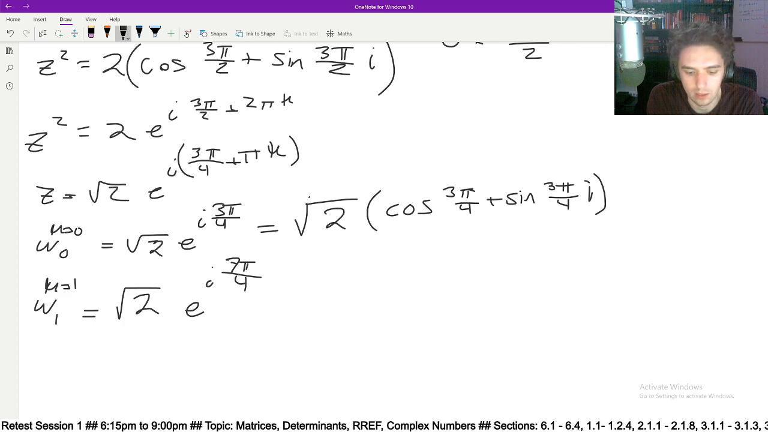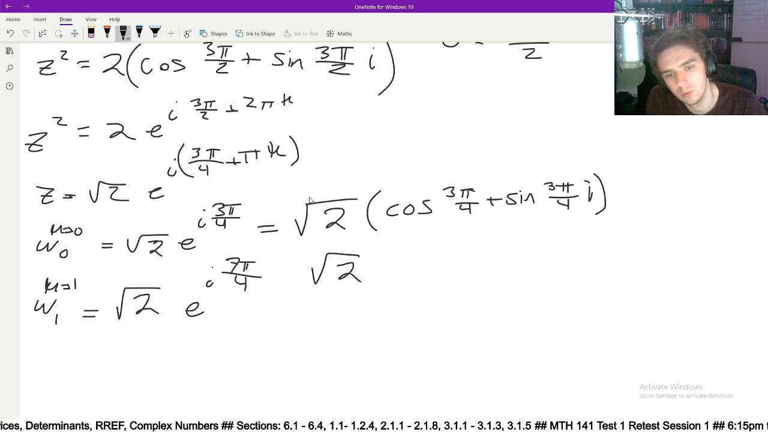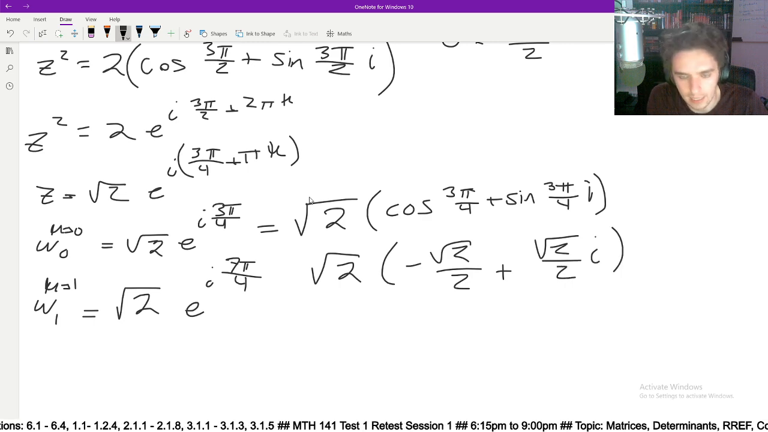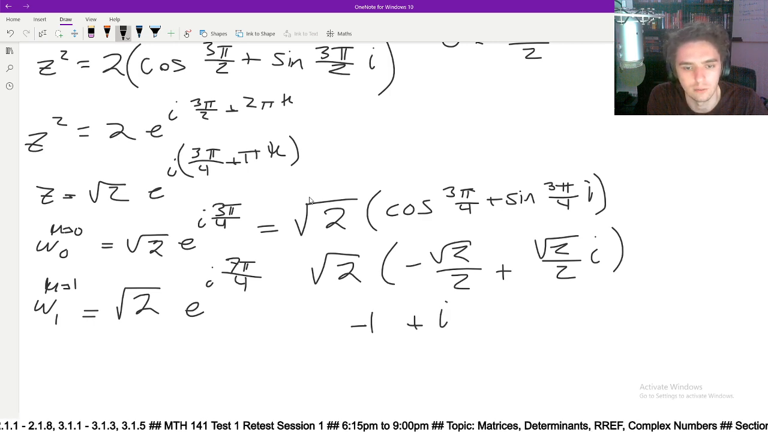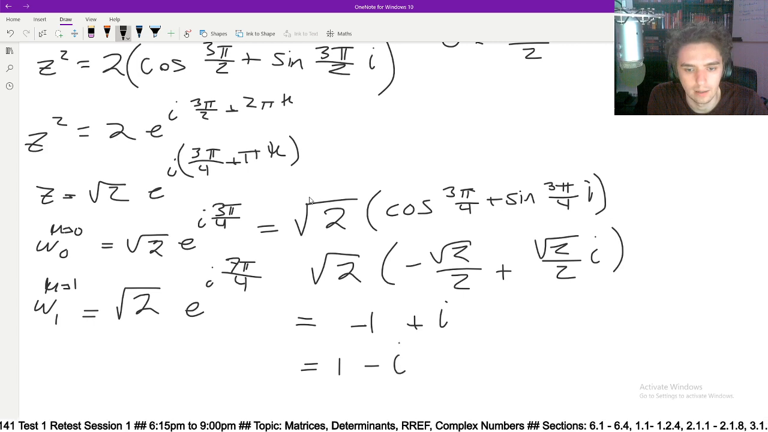So this is going to be cos 3 pi over 4, which is root 2 times negative root 2 over 2 plus sine, plus root 2 over 2 i. And I can multiply this in. So this is going to be negative 1 plus i, our first solution. And since it's a square root, our second solution is just going to be 1 minus i. So that's w0, and that's w1.